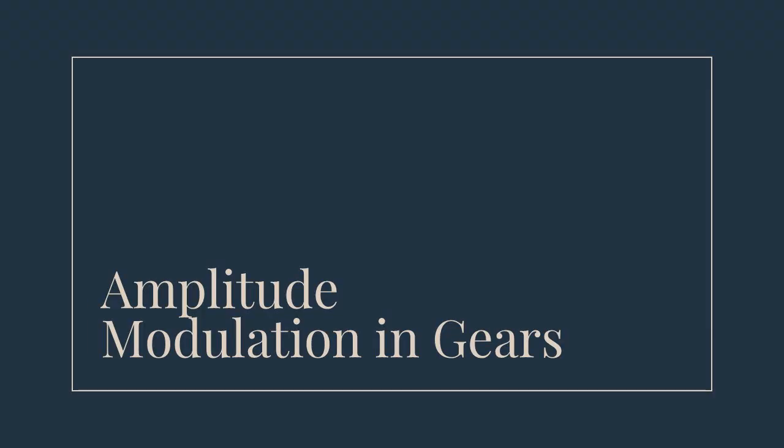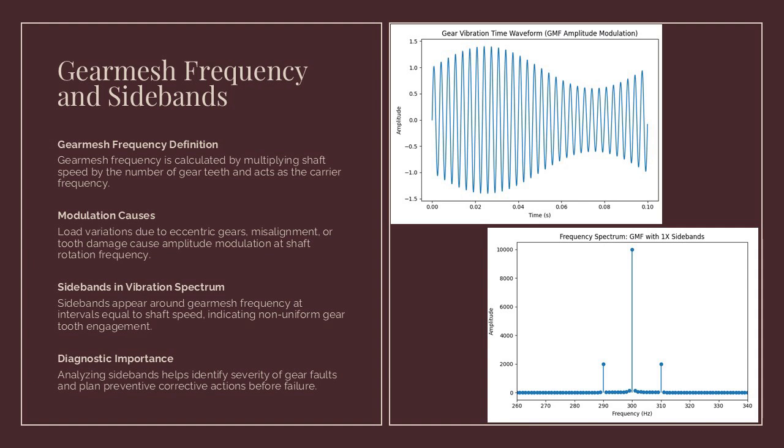Amplitude Modulation in Gears: Gear Mesh Frequency and Sidebands. In gear systems, amplitude modulation commonly occurs at the gear mesh frequency, GMF, which is calculated by multiplying the shaft speed by the number of gear teeth. The GMF serves as the carrier frequency, while modulation is introduced by variations in load caused by eccentric gears, misalignment, or gear tooth damage. These variations occur once per revolution of the shaft, meaning the modulating frequency is typically the shaft rotation speed, 1 order.